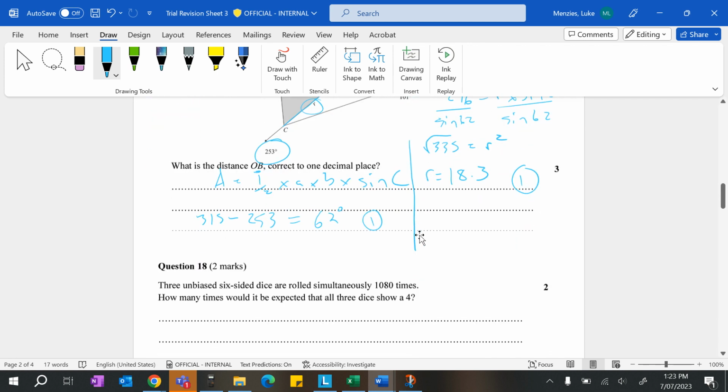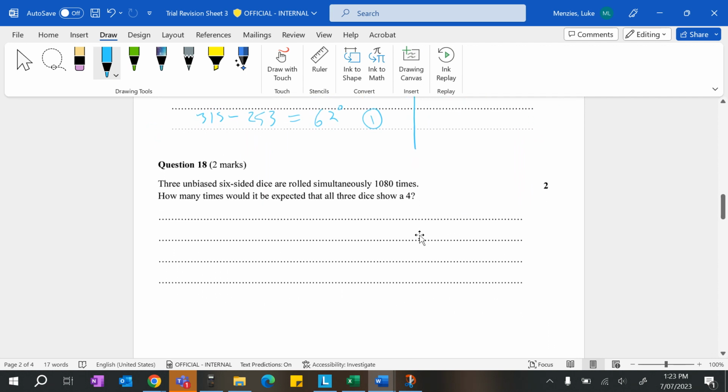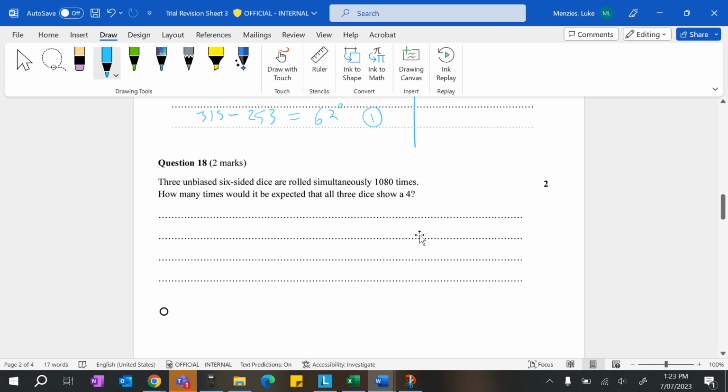All right, so 3 unbiased 6-sided dice are rolled simultaneously 1,080 times. How many times would you expect that all 3 dice show a 4? Okay, so what does expected value mean? Expected value is talking about probability times the number of events.